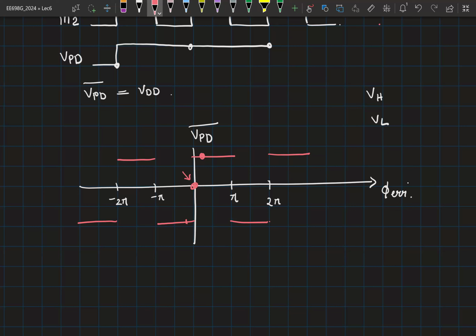For detecting whether one is lagging or leading. Yeah. Correct. So if you are interested in a range between minus pi to pi, this is very useful in detecting whether the signal is leading or lagging. Right? Anything else?